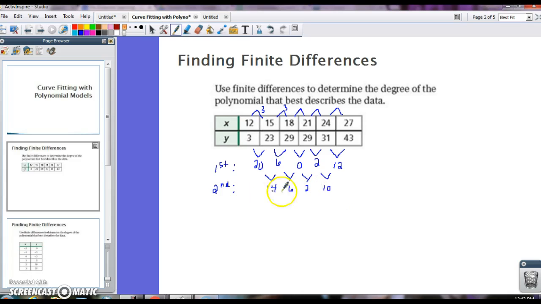So clearly it's not constant, so I have to go on to my third difference and see if I get constant from there. If I take my difference here, I have 8, and then I have 4, and then I have 8. And if I go down to my fourth difference, I then have 4 and 4. And so I can say, okay, well, now that my difference is constant, I'm down to the fourth, so I have a fourth degree polynomial.